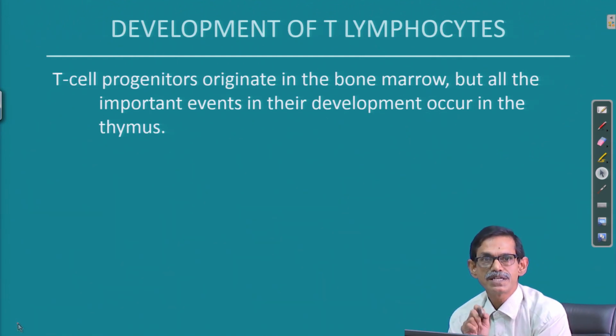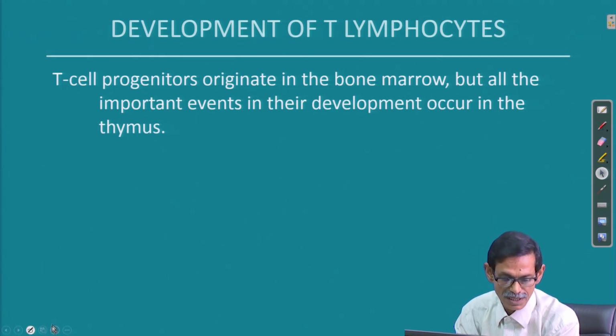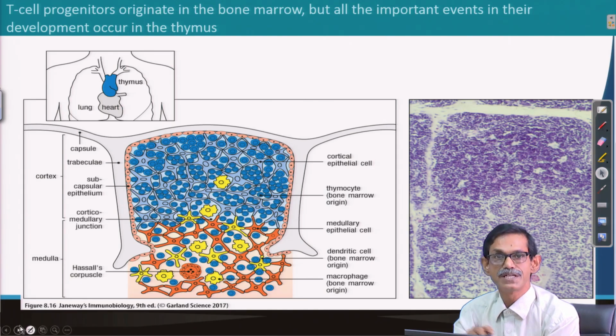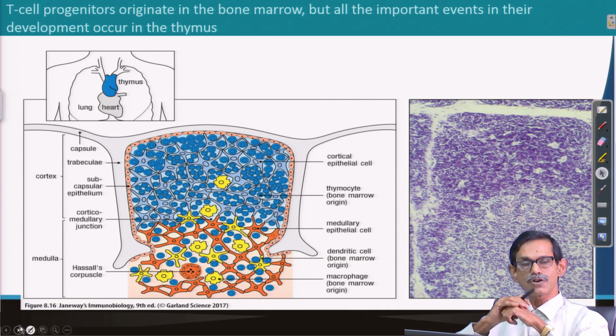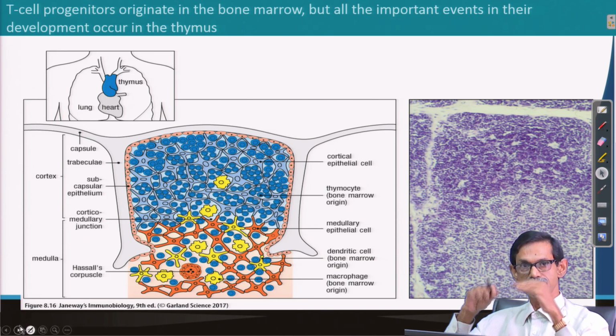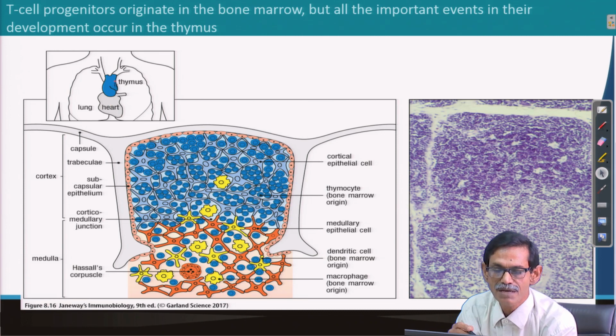So here what we are saying is, T cell progenitors originate in bone marrow, but all important events and development occur in the thymus. This is the outline of whatever we discussed in the last class, last slide. Now what we are seeing is how the thymus cross section looks. This is very important because the development occurs here. Where is the thymus located? It is just above the heart, this blue part is the thymus. It is behind the heart, but a little above it.